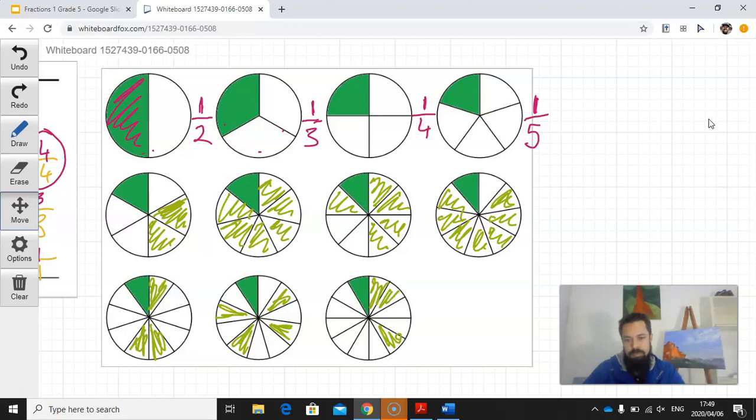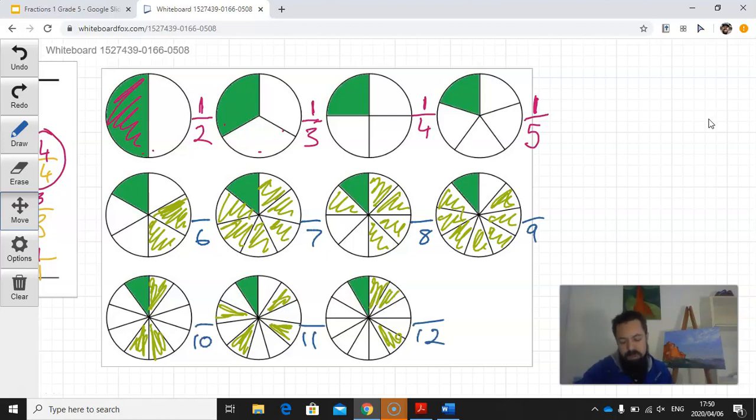Right, good. I'm going to switch over to blue quickly and draw. So the denominators are not going to stay the same. Still 6, 7, 8, 9, 10, 11, 12. And that's because I didn't change how many pieces the circles were broken up into. The only thing that did change was how many we had or how many were shaded.